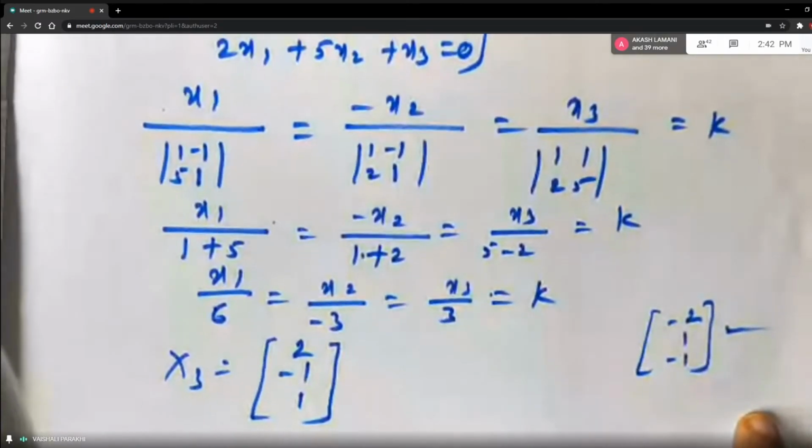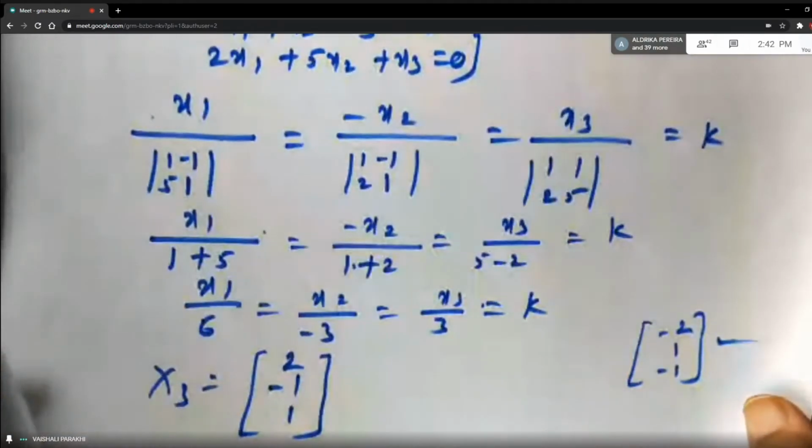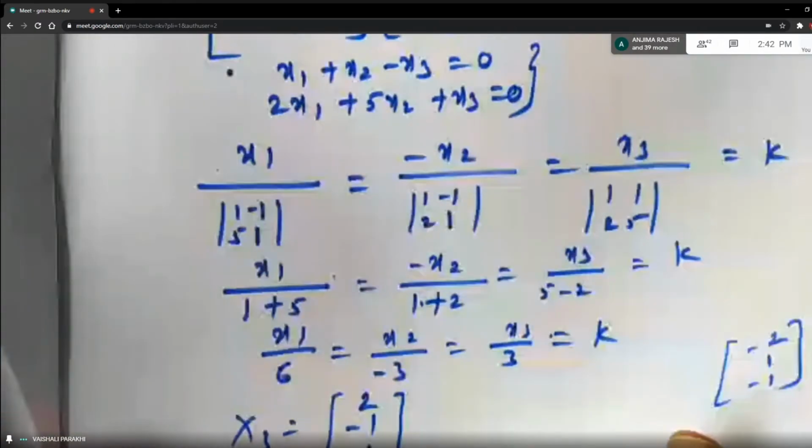Now you have to go for the modal matrix. The next step is write the modal matrix P. Okay. Anybody is writing, please tell me to wait. If you are not saying anything, means you have already completed.